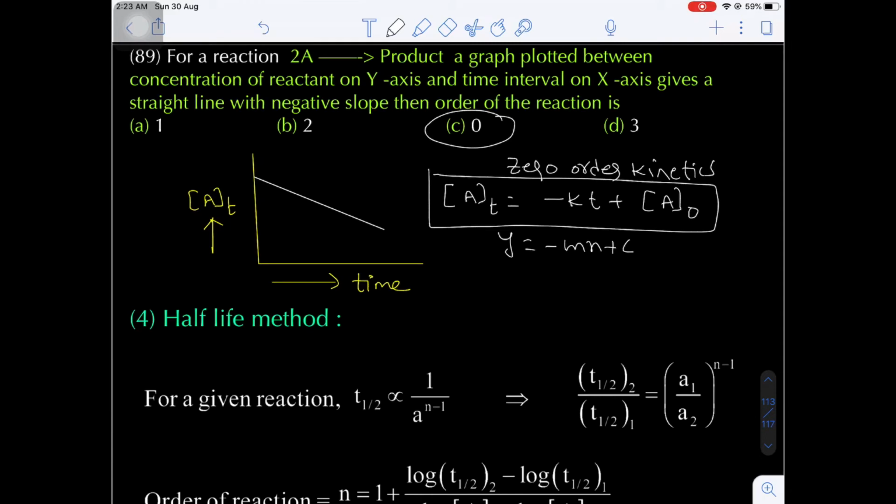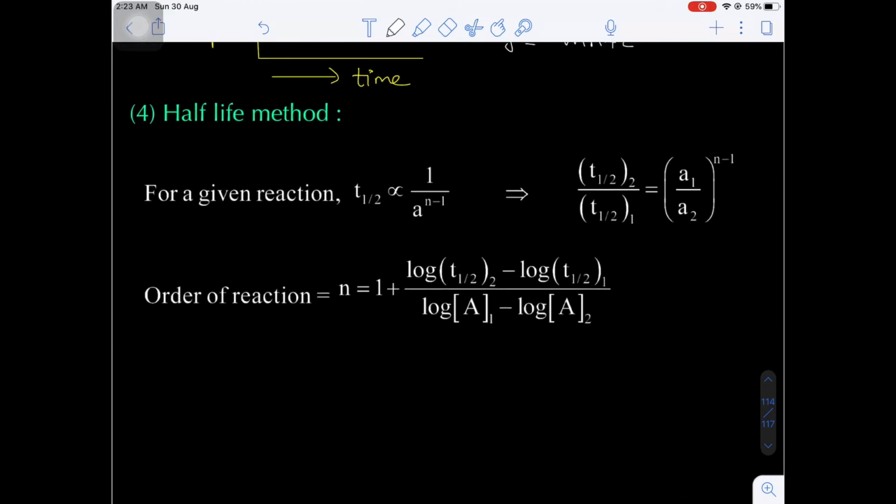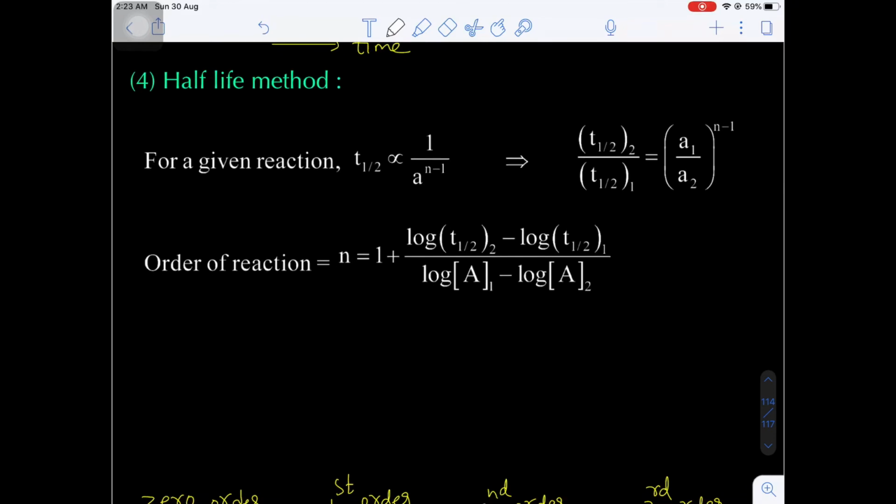So by giving the information, that is, the parameters taken on the y-axis and x-axis, and the nature of the straight line given, once we know these, we can immediately predict the order of the reaction. Yes or no? Now come to the fourth method, that is called the half-life method.